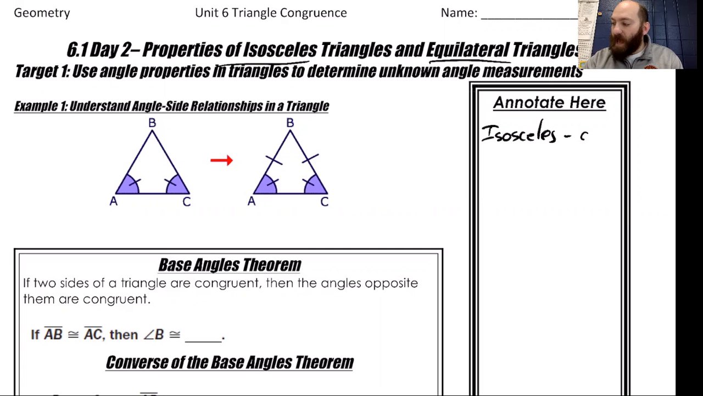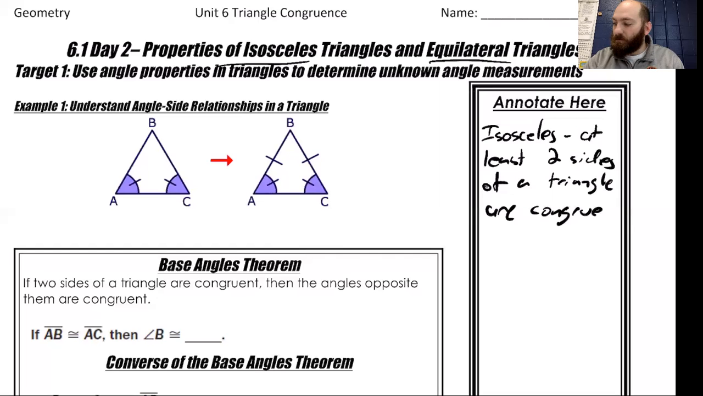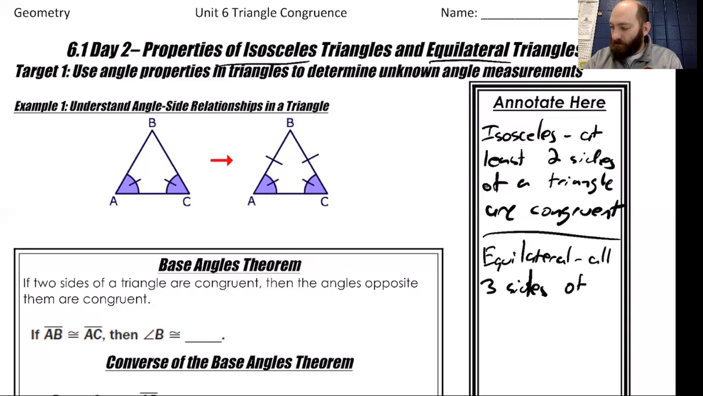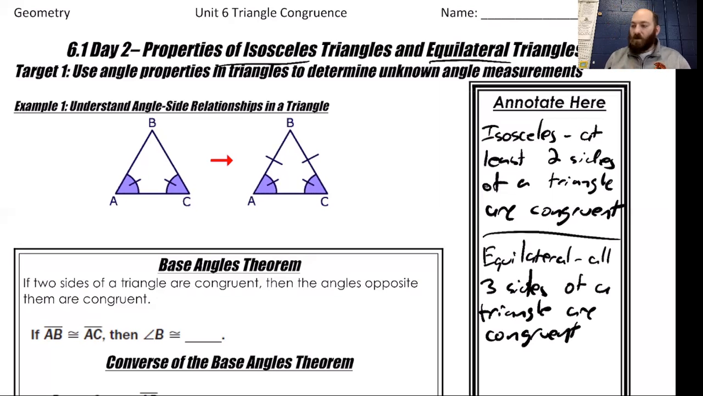Isosceles is when at least two sides of a triangle are congruent. So that's an isosceles triangle. At least two sides of it are congruent. Equilateral, you probably do know. Equilateral is when all three sides of a triangle are congruent. So that's what we're focusing on today, isosceles and equilateral.